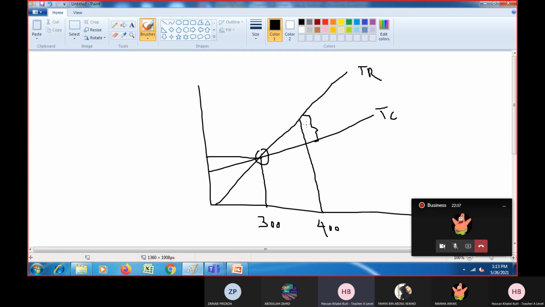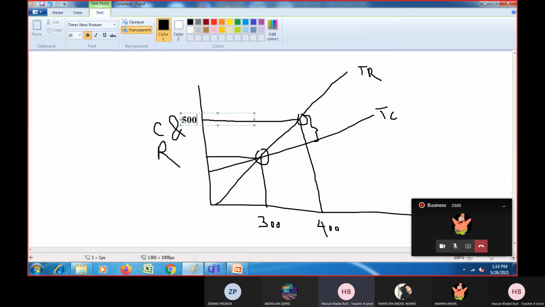So how do you get it? Let me tell you. What you will do, you will actually take this point, which is on total revenue, and extend it towards the y-axis. Do you know why? Because we take cost and revenue there. You know that cost and revenue there. Okay. So we'll read the value from there. Let's say the value is, for example, 500.